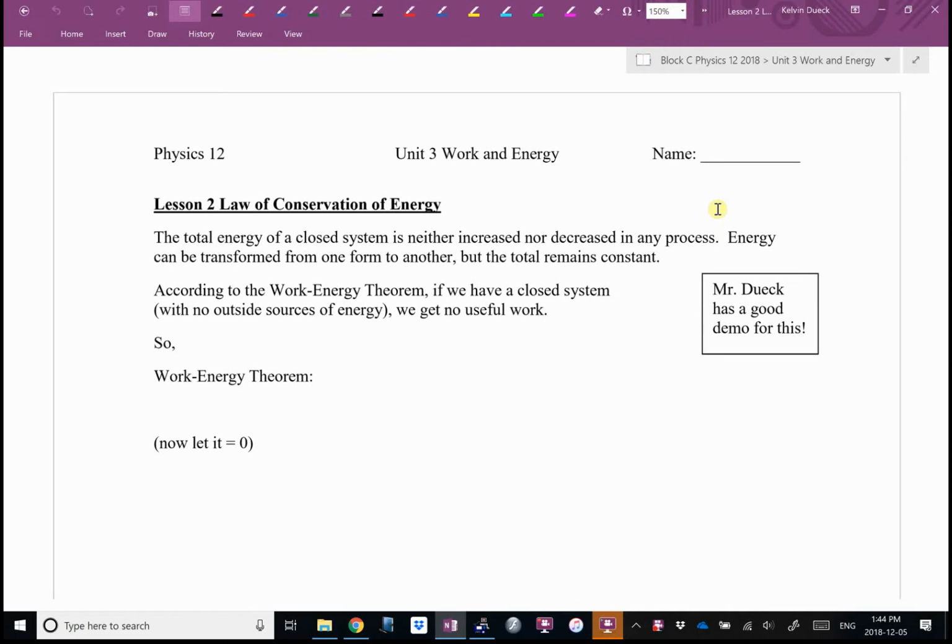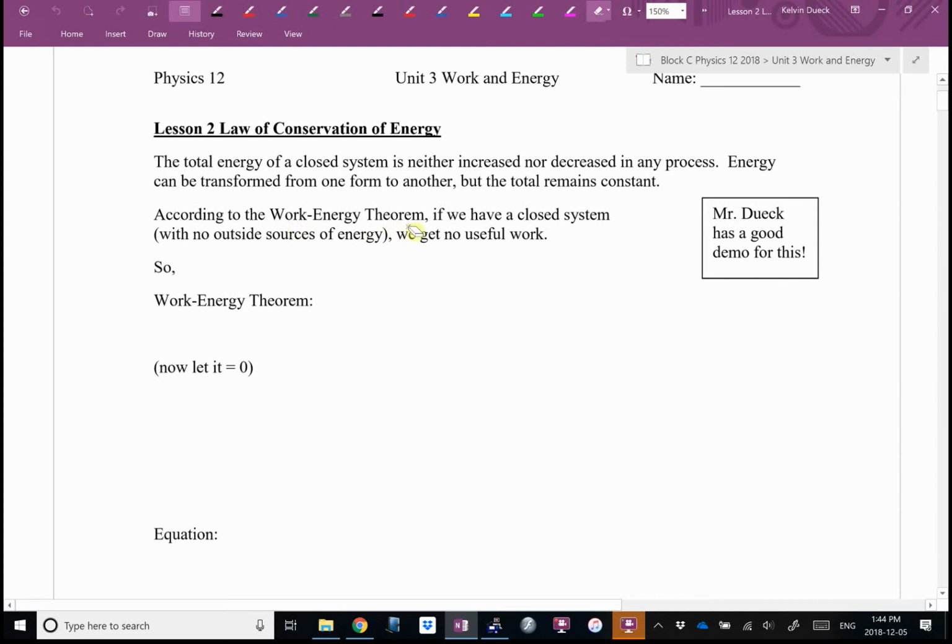The total energy of a closed system is neither increased nor decreased in any process. Energy can be transformed from one form to another, but the total energy remains constant. The poetic way of saying this is the amount of energy in the universe after the Big Bang has never changed. We've not created any new energy. We haven't destroyed any old energy. The amount of energy in the universe is constant.